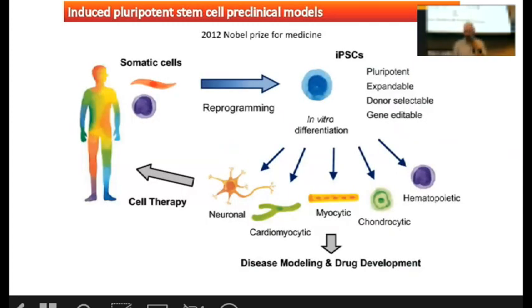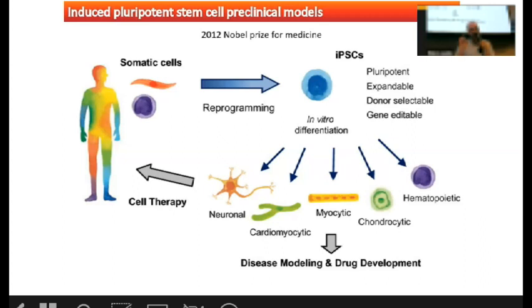So I wanted to talk about the preclinical models that we use in my team. And we use what people call induced pluripotent stem cell models. So this is quite an amazing discovery. It was the 2012 Nobel Prize for Medicine. And basically what these people did, and I don't know, I'm a scientist, but I'm amazed sometimes by how people can come up with these ideas and discover these kinds of things.